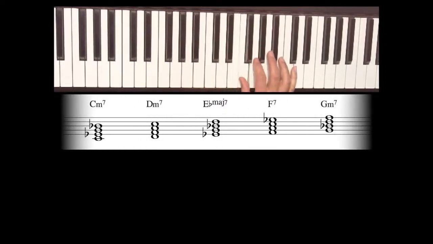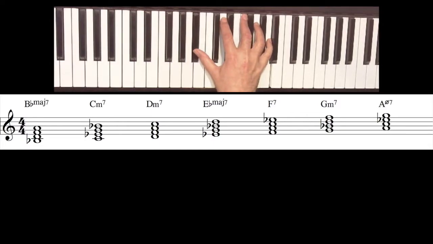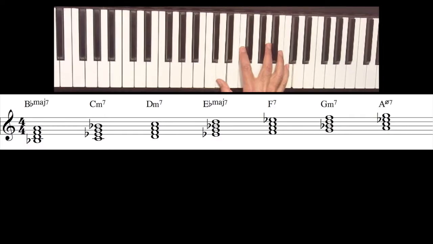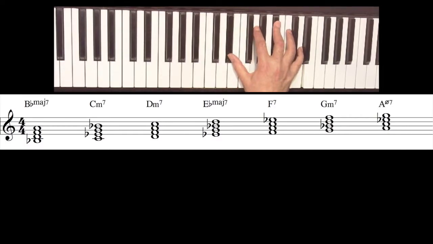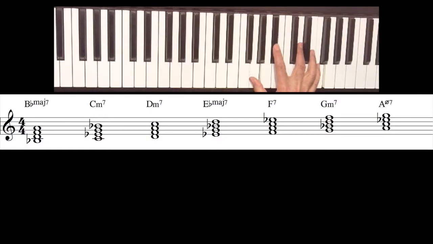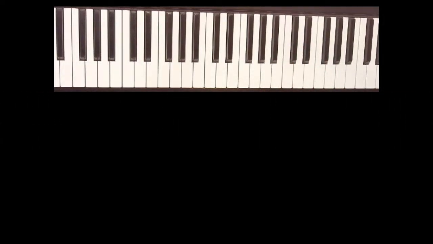Let's take B flat major and play the same row. B flat major 7th, C minor 7th, D minor 7th, E flat major 7th. On the number 5, F dominant 7th, 6 is G minor 7, and 7, A half diminished, or A minor 7 flat 5. You should test yourself also by taking any note on the keyboard.